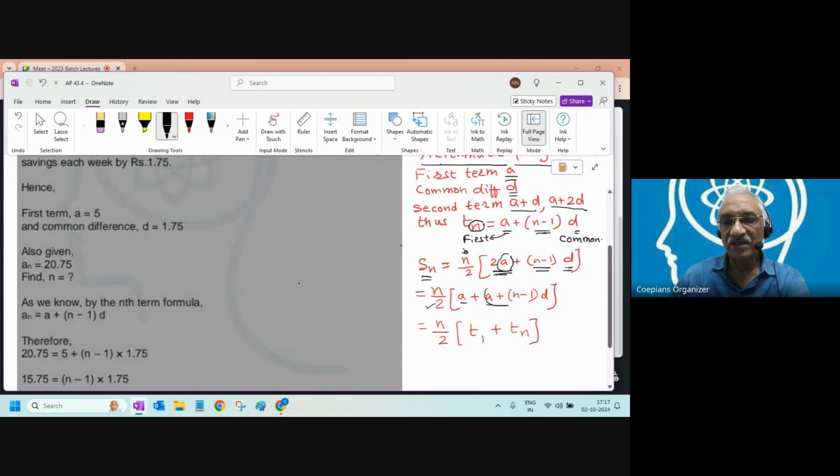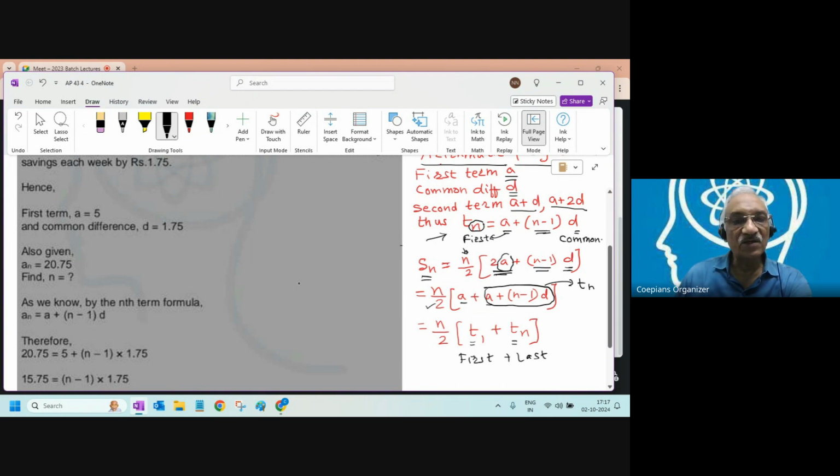Now if you look at this particular term and try to match it with the formula of Tn, you find that Tn is equal to a plus (n minus 1)d. We just saw it here, the formula for Tn. So I can say that a is the first term, and the formula for the sum is n by 2 into (T1 plus Tn), which is first term plus last term.